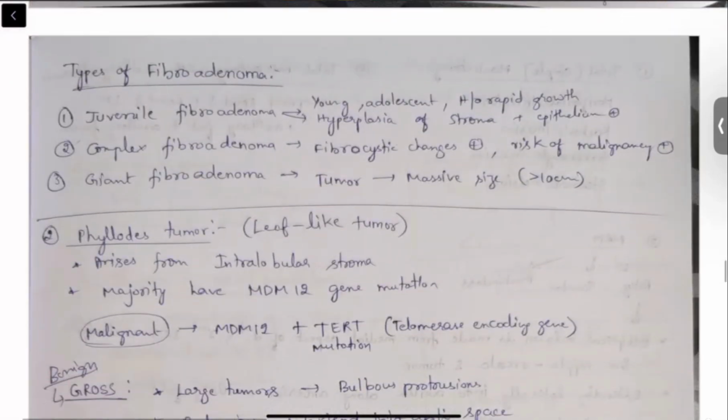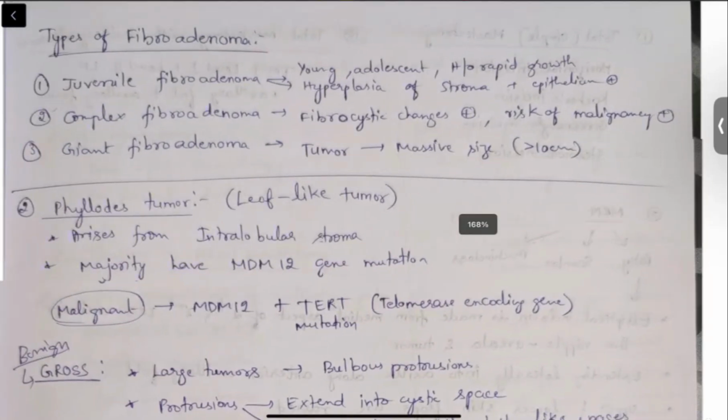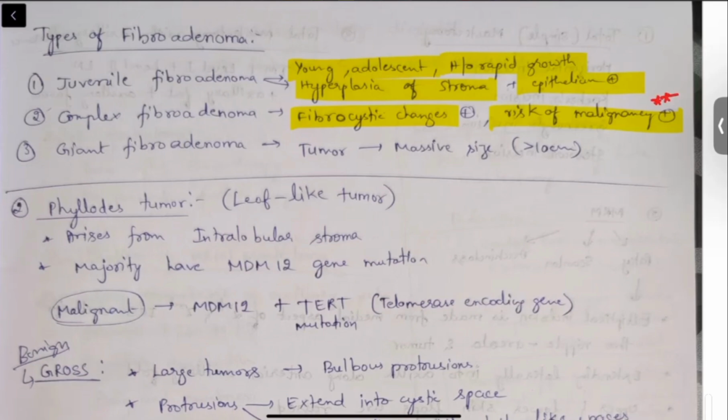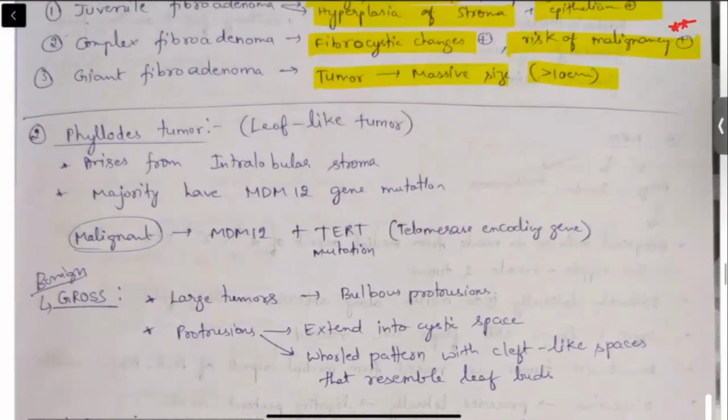Other classification of fibroadenoma being juvenile fibroadenoma, which is seen in young adolescent females, and there is a history of rapid growth, like in 1 or 2 days only they will be saying, before 2 days there was no lump, now I am feeling a lump. So rapid growth will be there, and usually there is hyperplasia of stroma and epithelium both. In case of complex fibroadenoma, there are fibrocystic changes which is a risk for malignancy. Giant fibroadenoma, again it is a massive sized tumor which is of more than 10 centimeters. Okay, so this was about fibroadenoma.